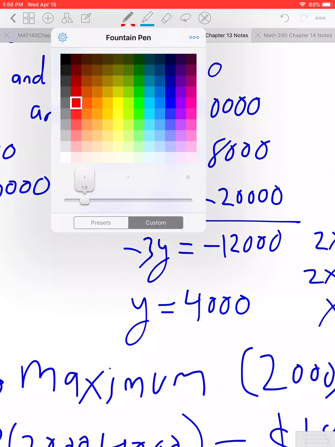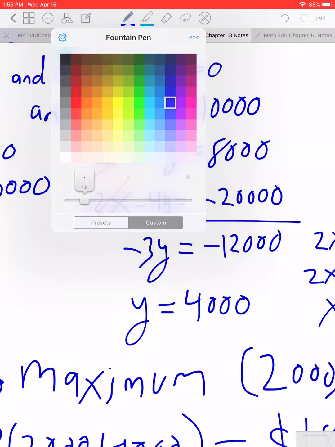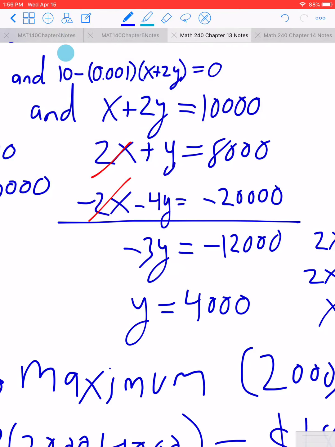And then in the numerator, or in the first part, we have 2x plus y equals 8,000. Because the x terms have equal but opposite coefficients, I can add those two equations together, and the x terms will cancel. That will leave us with y plus negative 4y, which is negative 3y, equals 8,000 plus negative 20,000, which is negative 12,000. Then we can get y by itself by dividing both sides by negative 3, and we get that y is equal to 4,000.